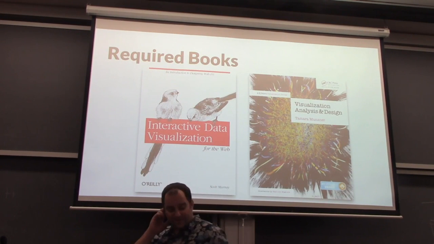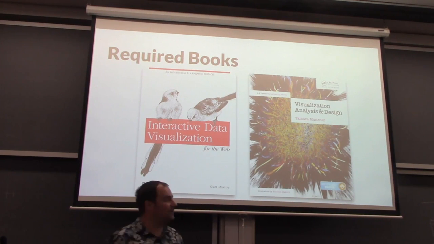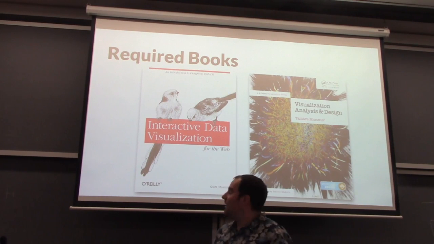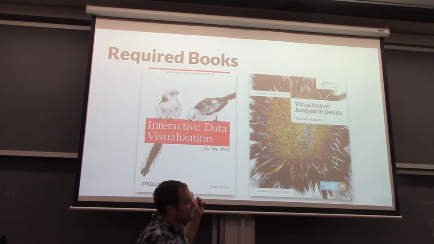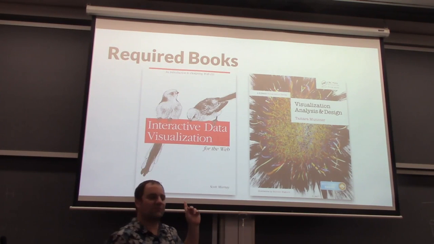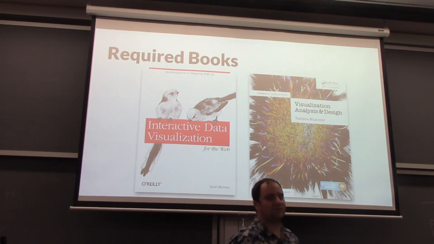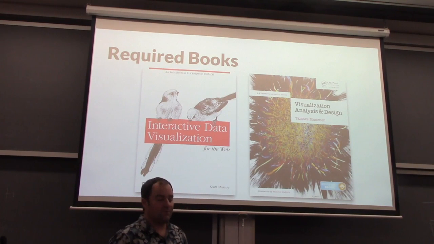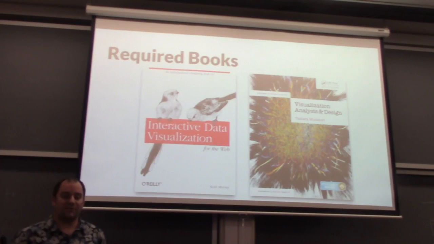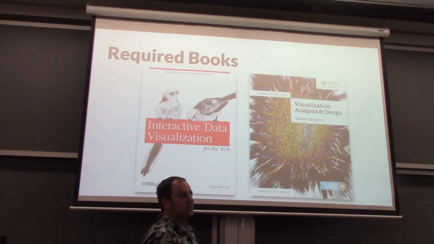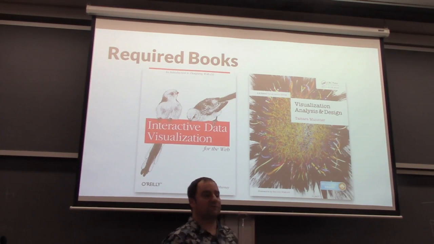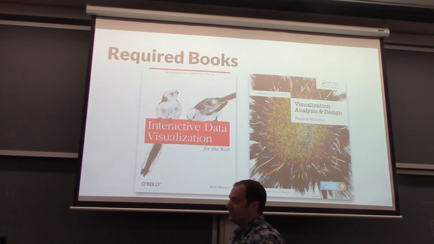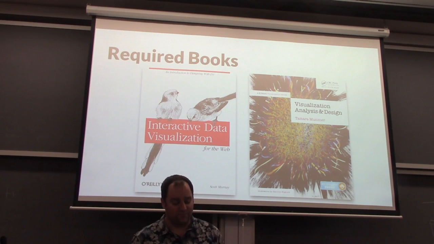So these are the two required textbooks. Both of them are available to read on your computer for free on campus, provided by the library. This is Interactive Data Visualization. This is the old picture; a second edition was just published at the end of August. That second edition is important because it covers D3 version 4, which we will be using, compared to this book that covered D3 version 3. There are some subtle differences between those two, so if you look at the second edition, you never have to worry about version 3.